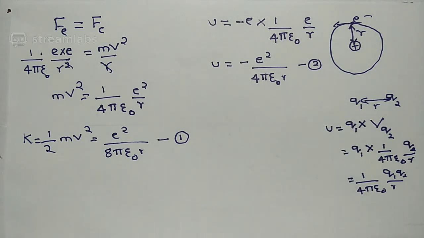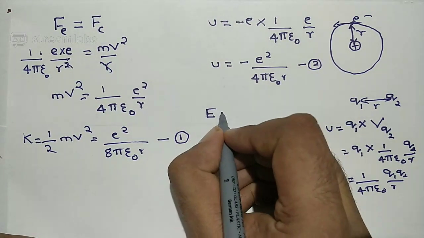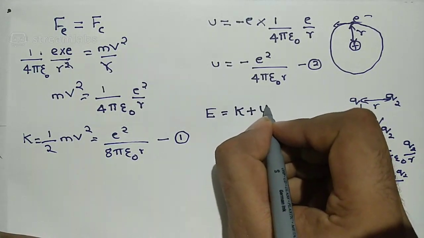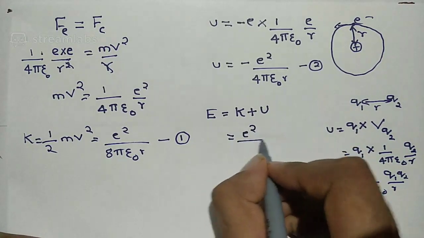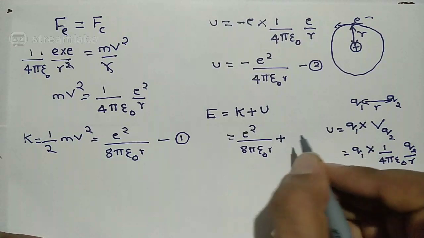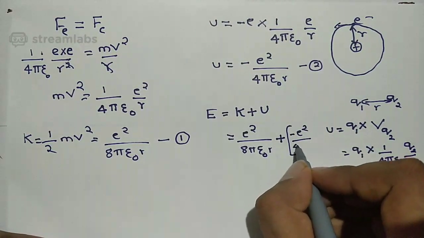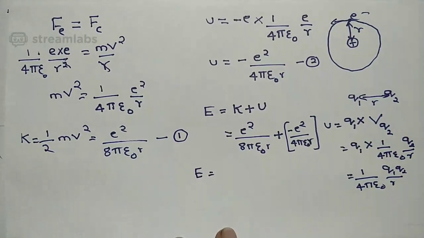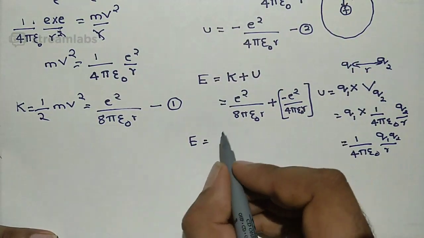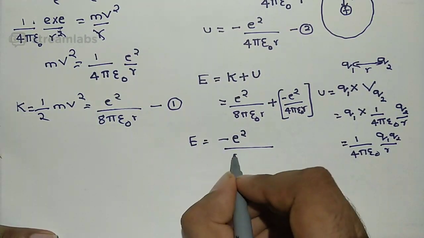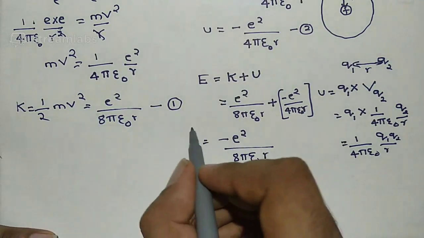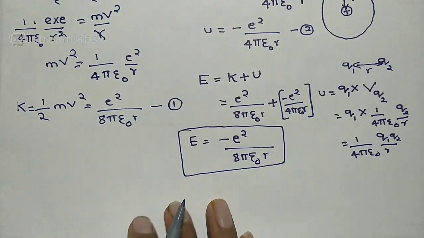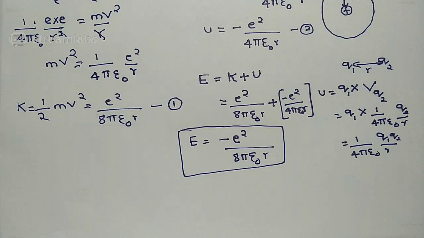Now we need to calculate the total energy. How to calculate the total energy? Very simple. Total energy E equals kinetic energy plus potential energy. Kinetic energy is e square by 8 pi epsilon naught r, plus potential energy, minus e square by 4 pi epsilon naught r. So total energy equals minus e square by 8 pi epsilon naught r. So this is the expression for total energy of the electron in the orbit.